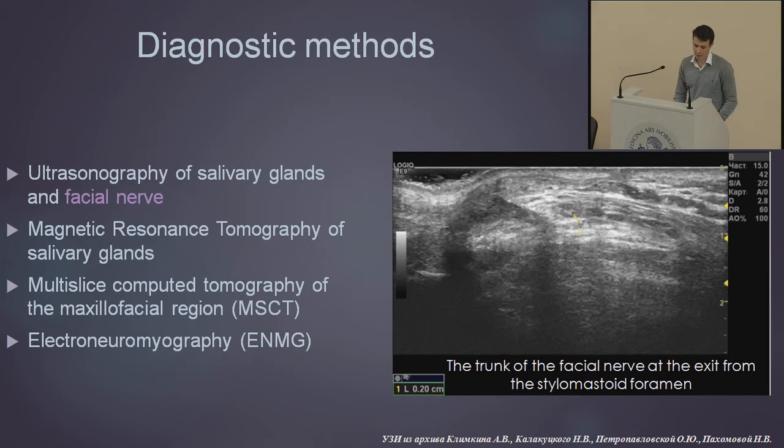For all patients of maxillofacial surgery with the diagnosis of neoplasm of the salivary glands, certain diagnostic methods are mandatory. First of all, this is ultrasonography of the salivary gland. It provides a clear description of the structure of the gland tissue and surrounding tissues.